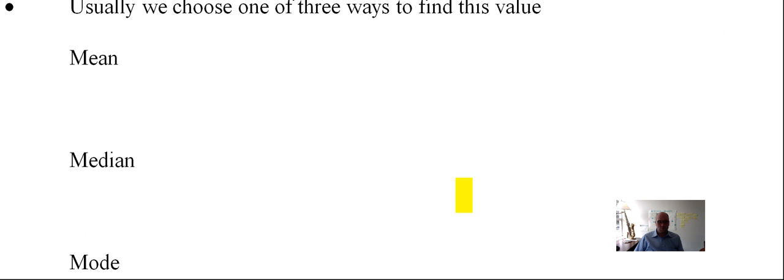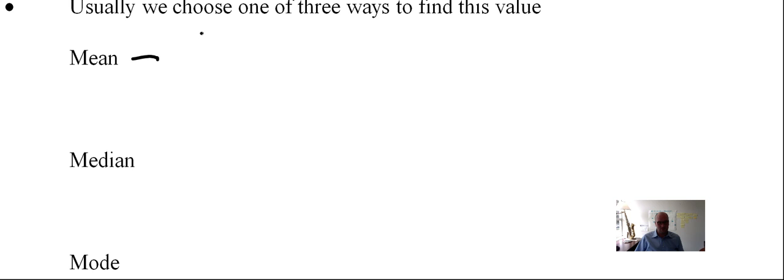And usually we have one of three ways to find this value, right? So we can find what we call the mean. The mean is what we are used to calling the average. This is what we learned in third grade, how to find an average. Instead of calling that average, we're going to call that mean. So average could be more than one. It could be any one of these three things we're just about to talk about. So instead, we're going to be more specific and say we want to know the mean.